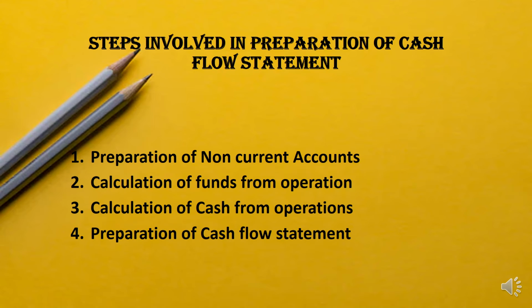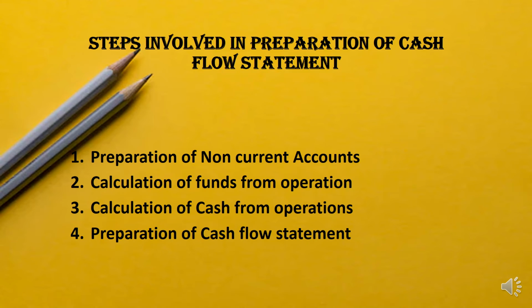The following non-current accounts are usually prepared to ascertain hidden information, as done in the fund flow statement: fixed asset account, accumulated depreciation account, investment account, and provision for taxation. These four accounts should be prepared to find out the hidden information given in the question. The second step is calculation of funds from operations. This we would have seen in the last chapter.